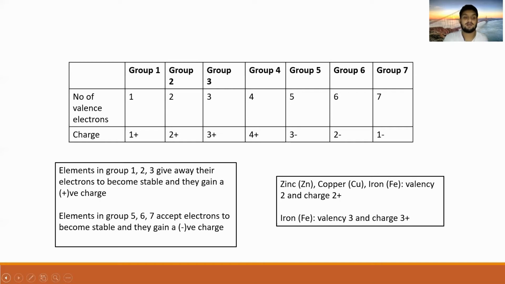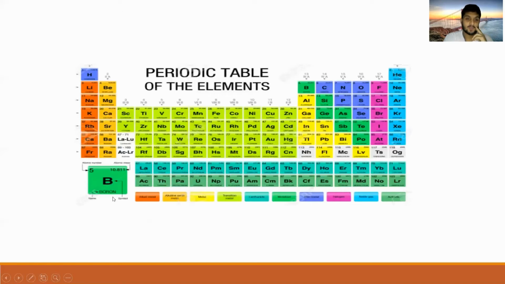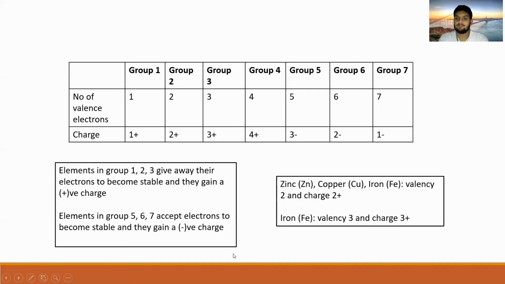So the symbol for iron is Fe. Fe is found in this block, which is the transition element block. So it will possess a valency of 2 or 3. Copper and zinc will also possess a valency of 2 and a charge of 2 plus. They can possess other charges and other valencies also, but for your syllabus, these are the most important things.